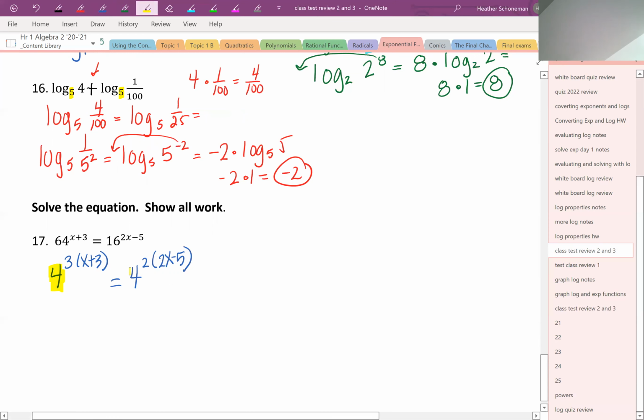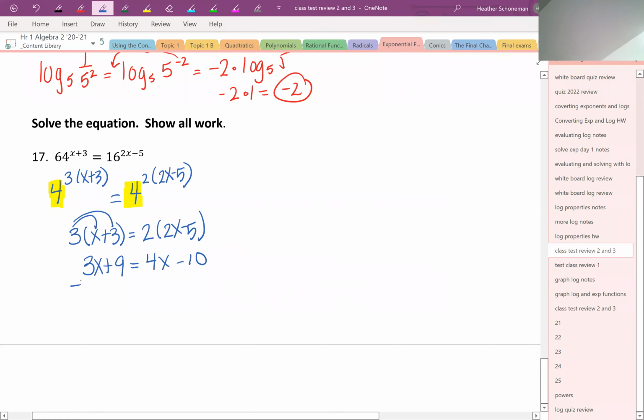Now that I've rewritten them with matching bases, I can ignore the bases and just set the exponents equal to each other. So I have 3 times x plus 3 equals 2 times 2x minus 5. So I'm going to distribute, and I get 3x plus 9 equals 4x minus 10. Now we can easily solve. I'm going to subtract 3x from both sides and add 10 to both sides. And that leaves me with 19 equals x. And we're done.